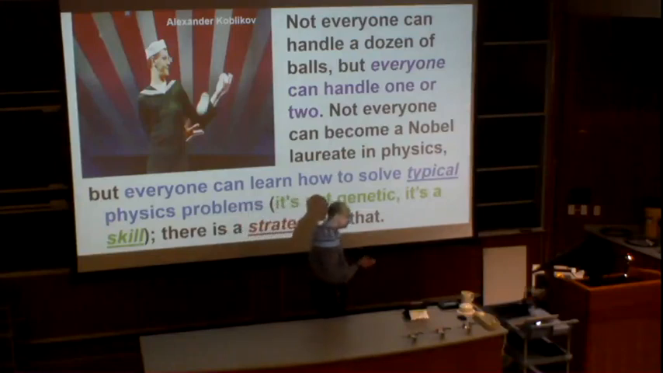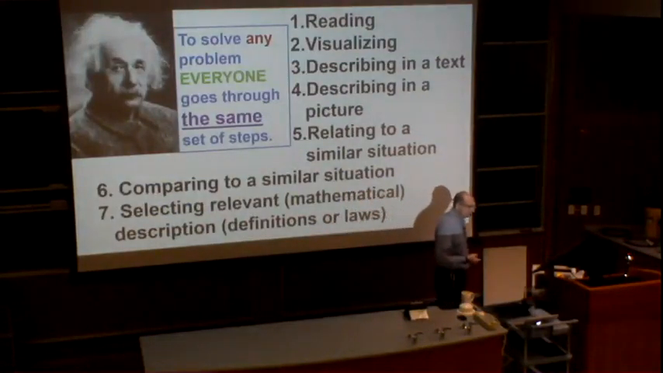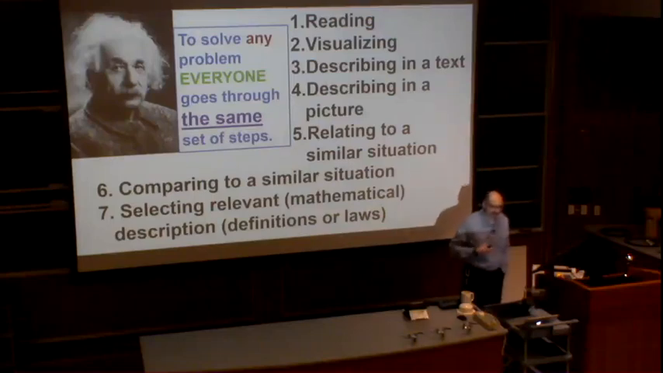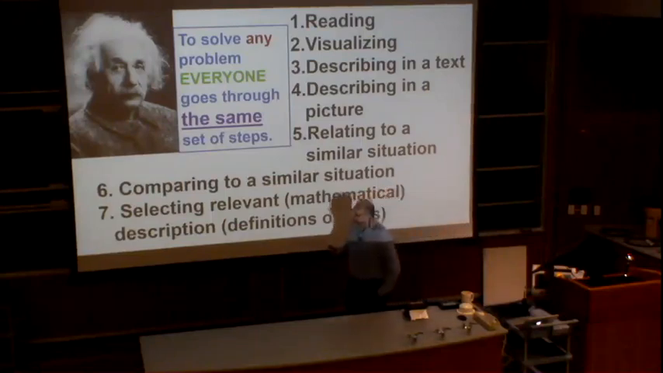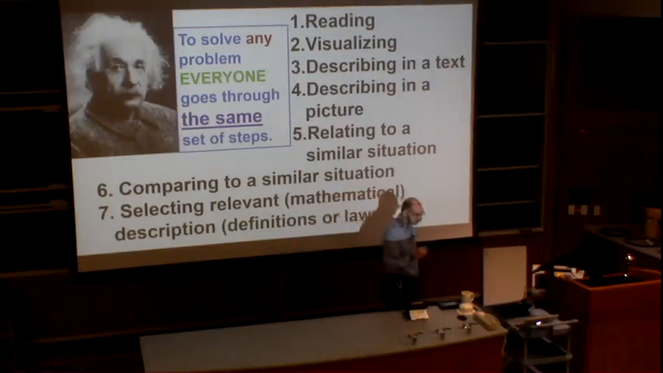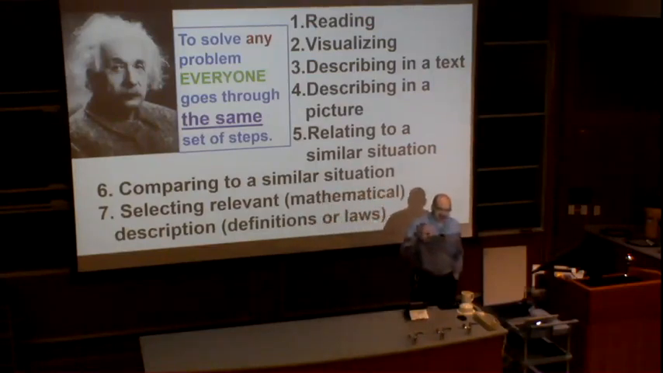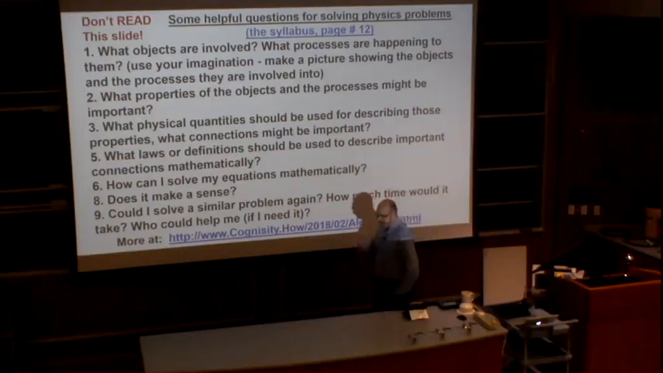And for every single problem in physics, there is a specific strategy. Everyone, Einstein, you, me, uses the same strategy when we have to solve a problem. And this is a general strategy that has several steps, and some of those steps can be broken down into smaller steps. This is the problem-solving strategy that works for any problem in physics.